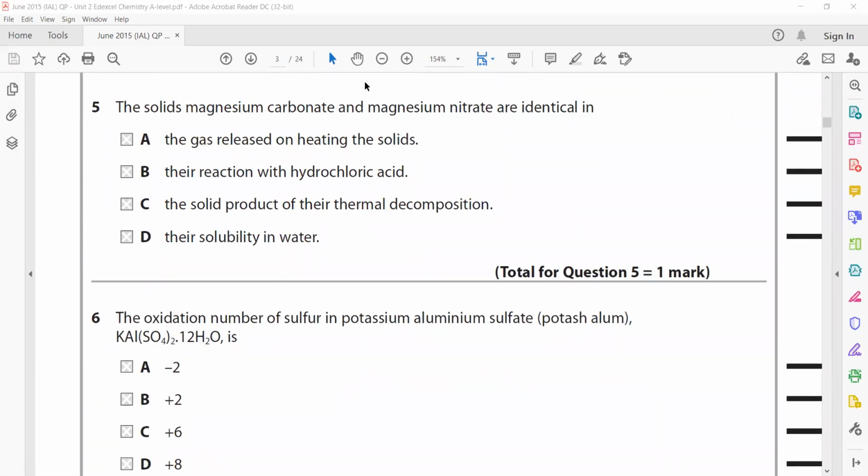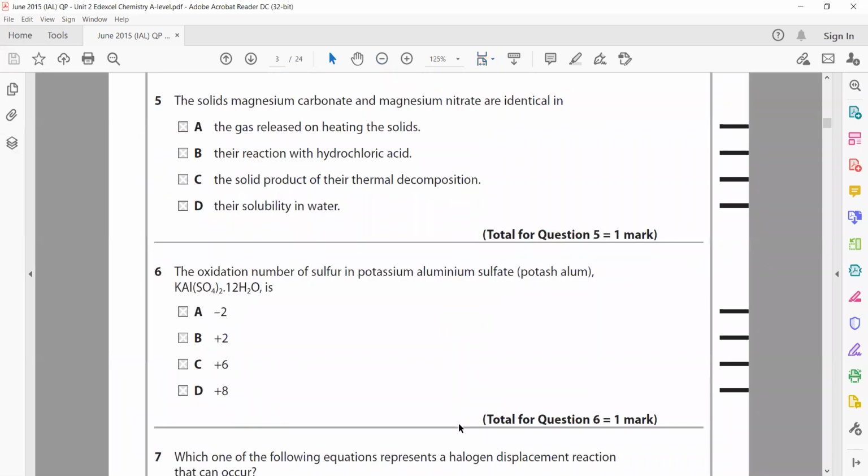For question 5, the solids magnesium carbonate and magnesium nitrate are identical in the gas released on heating. The gas which a metal carbonate releases on heating is carbon dioxide, and this one will be nitrogen dioxide. So this is not right. The reaction with hydrochloric acid: when carbonate reacts with hydrochloric acid, it will give salt, water and carbon dioxide, but this will not form the same result.